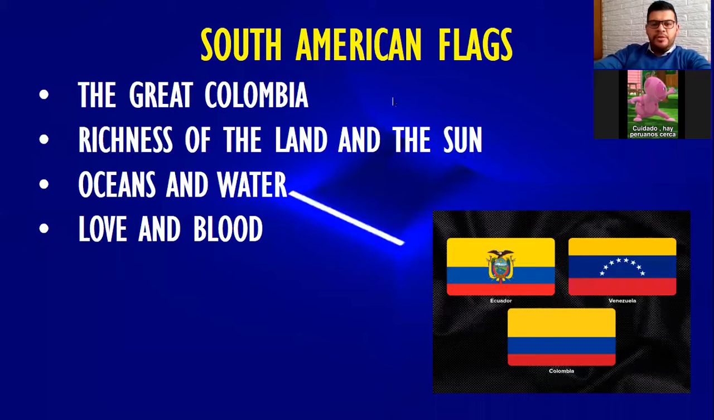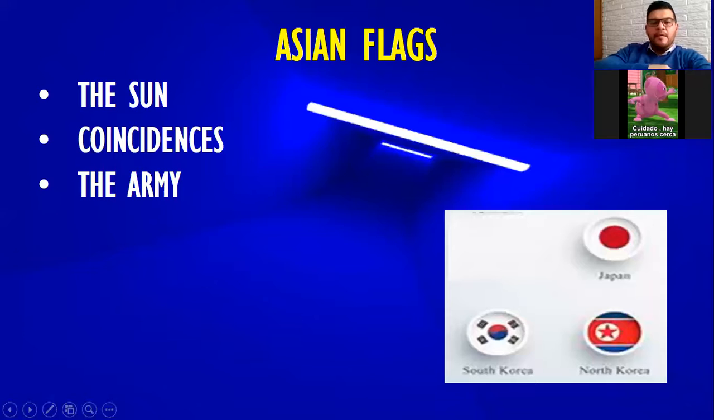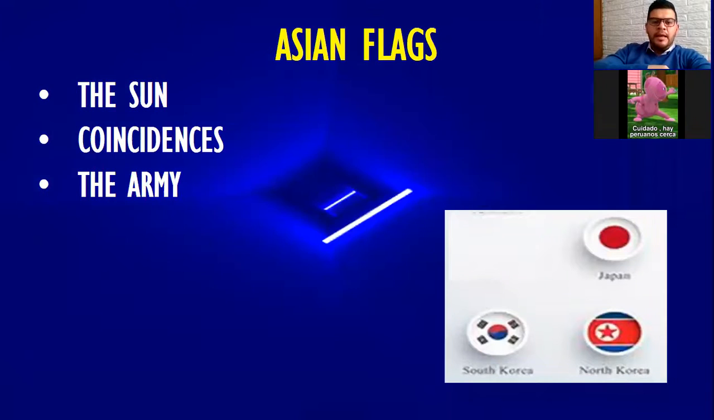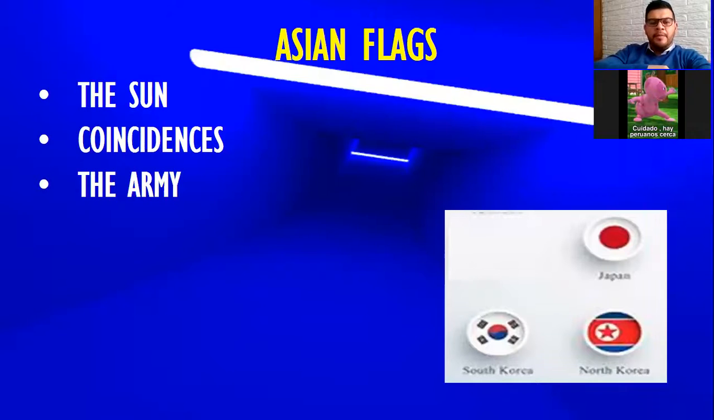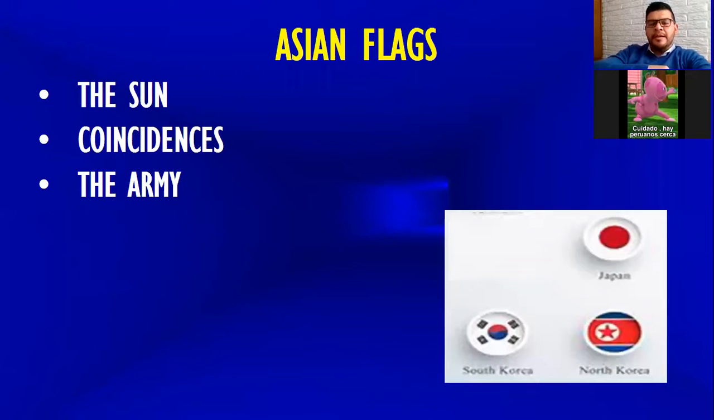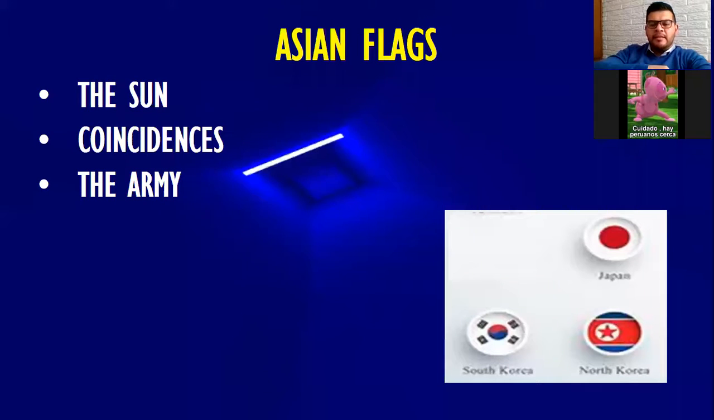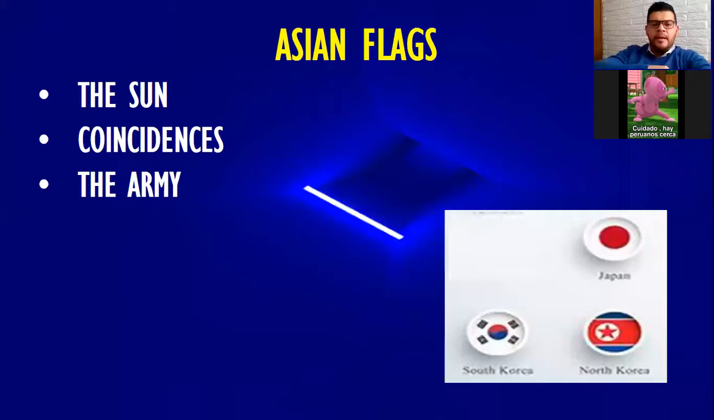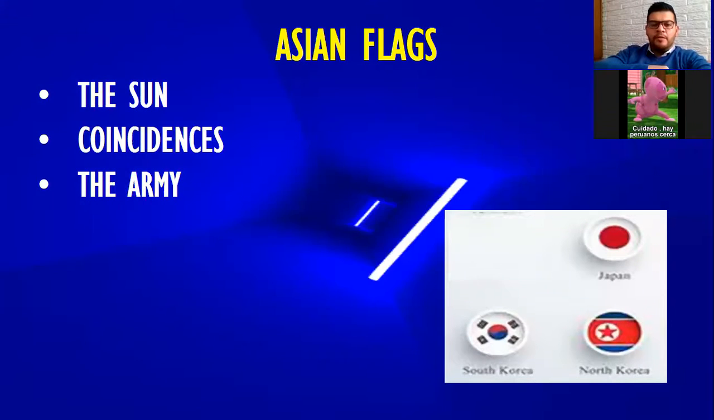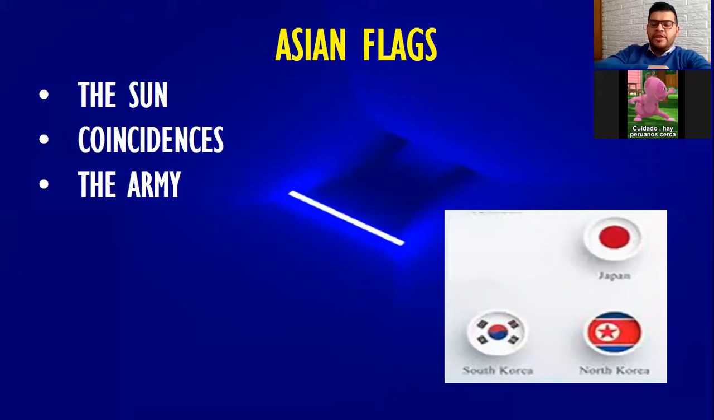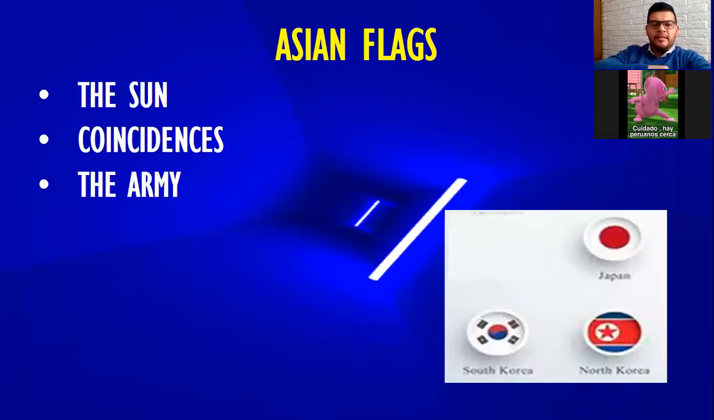For example, let me show you what other countries from different continents have similar flags. Let's go to Asia. In Asia, there is not a very big story about that, in comparison with the Scandinavian flags, but we can see that these three flags have a circle in different positions, because the flags of South Korea, North Korea, and Japan share circles, right?